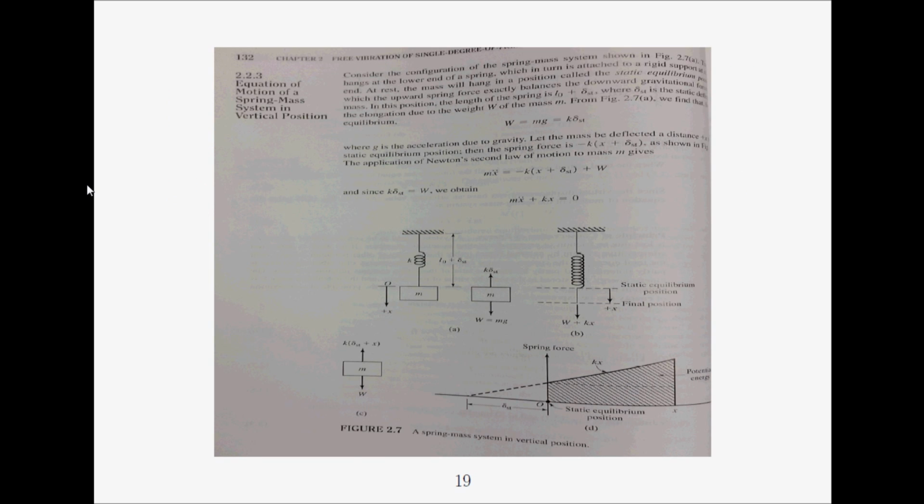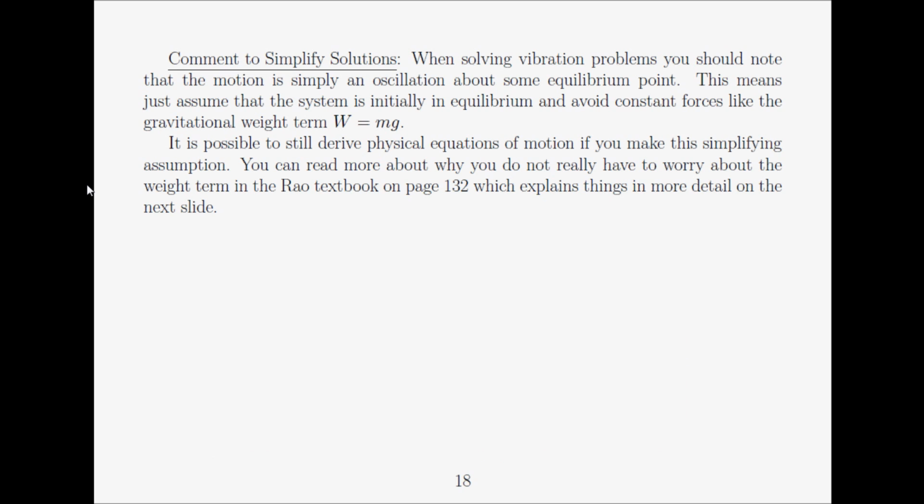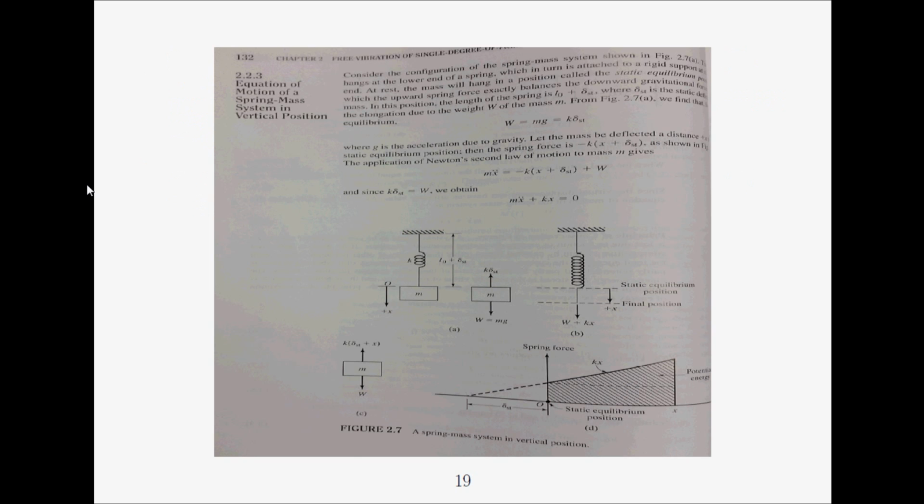For students that have access to the Rao textbook, you can read more about it on page 132. For students who do not have access to the Rao textbook, you can look at the following picture on slide number 19. Basically, considering a mass in a spring system, the mass is stretched. In other words, the mass deflects the spring and it reaches a steady state, which is known as a static equilibrium position. And then after the mass stretches the spring, if the mass is perturbed, it will oscillate about the equilibrium point. This is essentially what happens in our original problem.